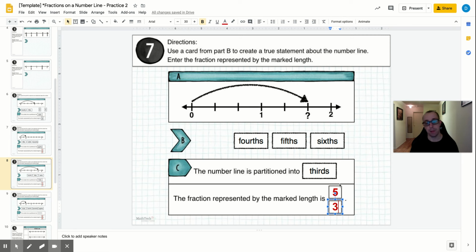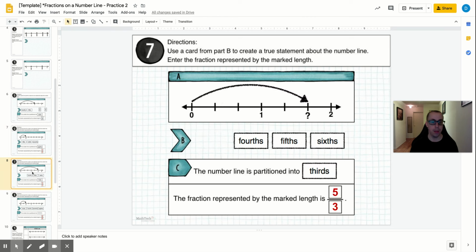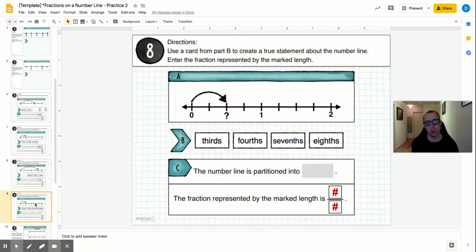So it's 5 thirds. Remember, when the numerator is greater than the denominator, as in the example here, the numerator 5 is greater than 3, the fraction is greater than 1, and you can see that here on this number line. Fractions on a number line are very good representations of fractions. Okay, again, here is the 1, not here.